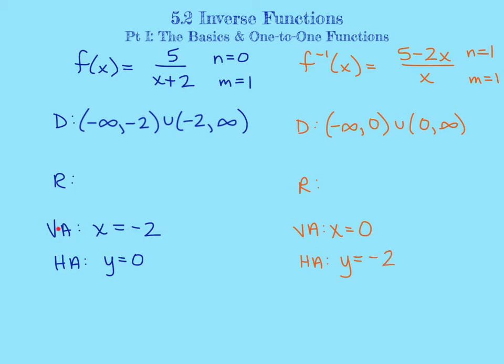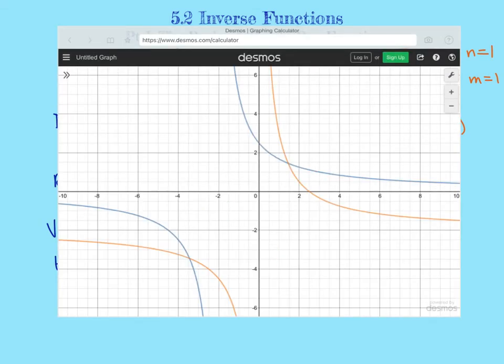Take a look at the relationship between the vertical asymptotes and the horizontal asymptotes of a function and its inverse. Note that the vertical asymptote of the original function is actually the horizontal asymptote of the inverse function, obviously swapping x and y. Same relationship applies going from horizontal to vertical asymptotes, which is pretty neat. And this all works out algebraically because of that special relationship between the x and y coordinates of a function and its inverse. All right, let's take a look at Desmos to check out the range. Our original function is in blue, while the inverse function is in orange.